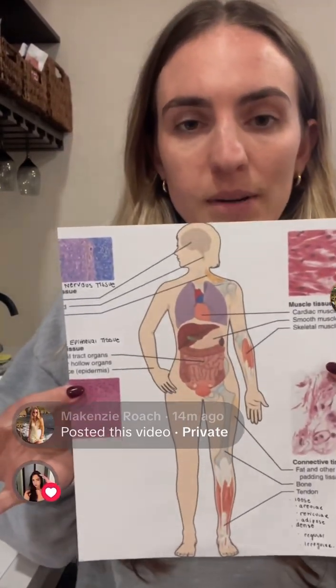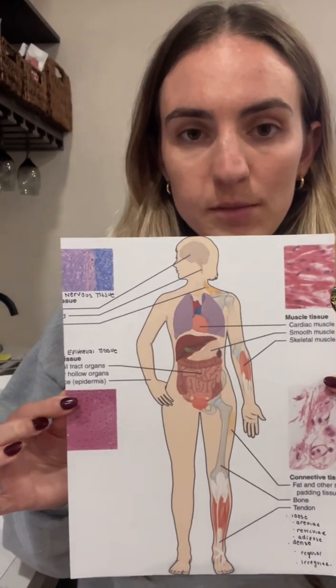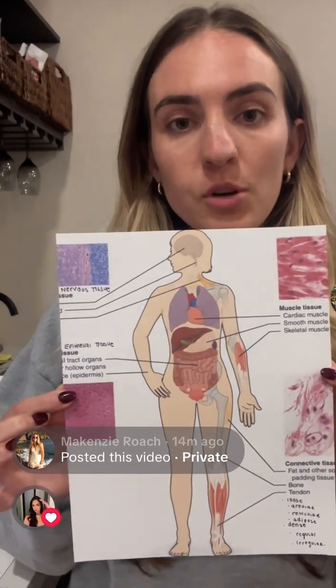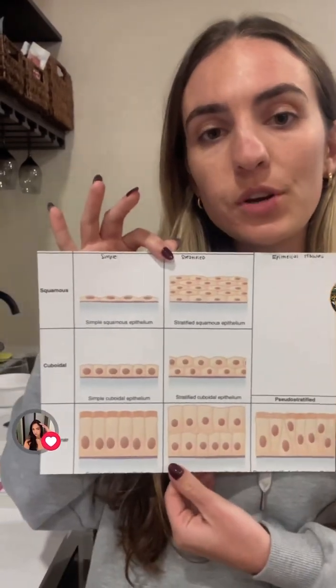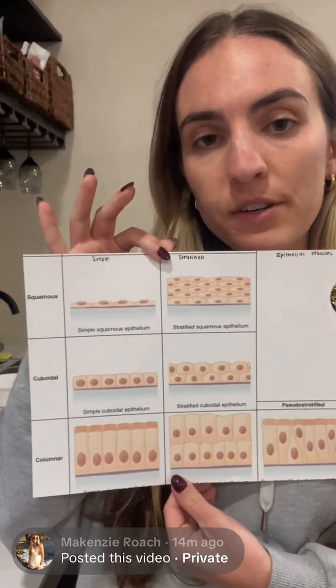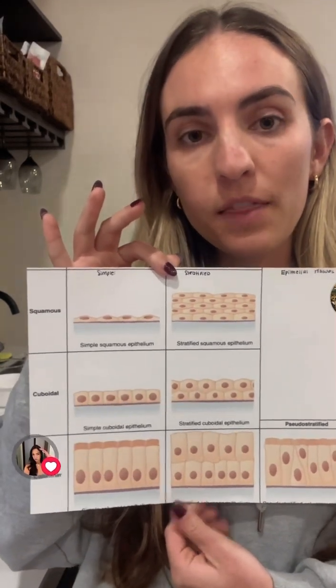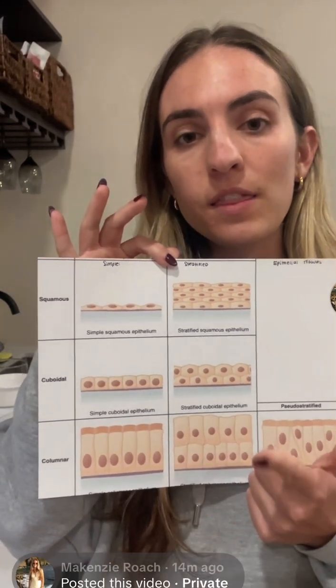In this diagram, it depicts the 4 different types of tissues, which are epithelial, connective, nervous, and muscular. I'm going to use this diagram to show the different types of epithelial cells. Epithelial cells are characterized by their layer and their shape.